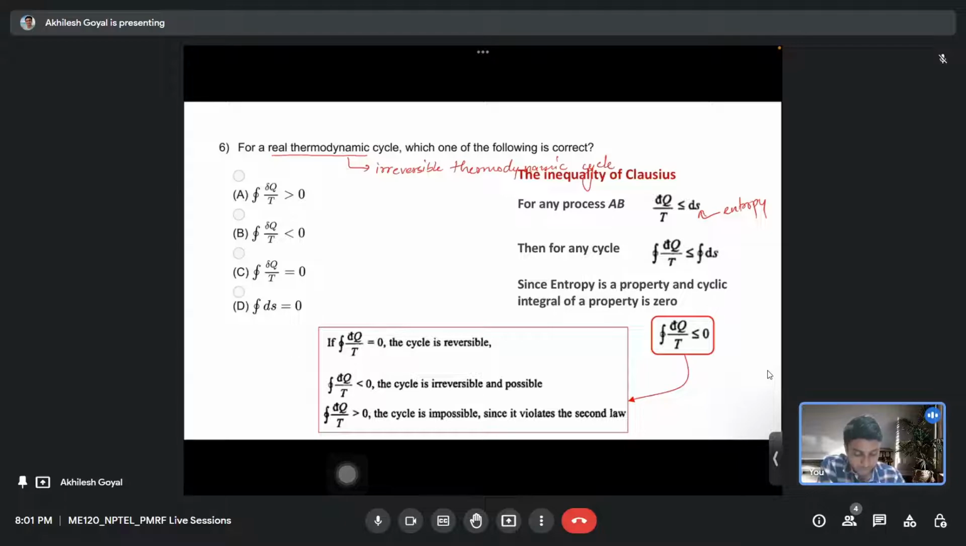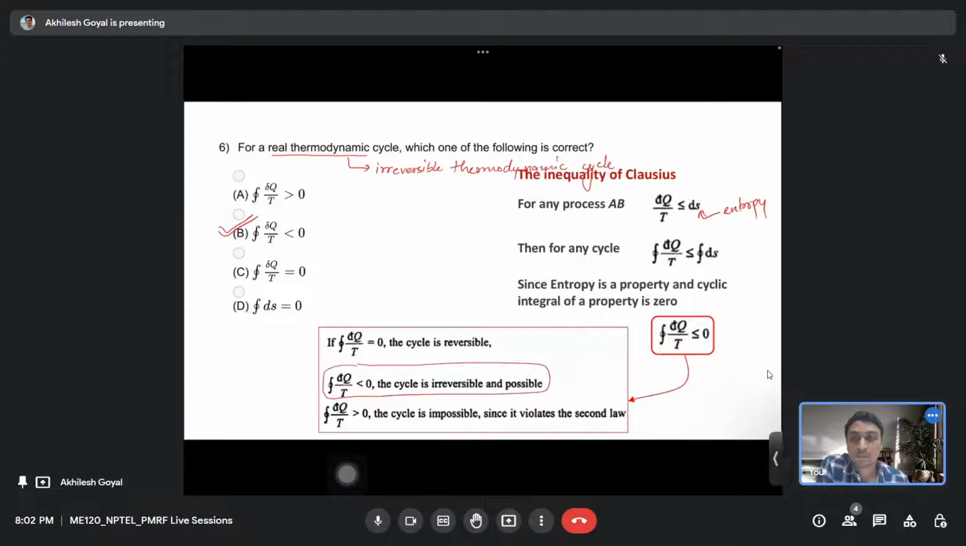In the question, the condition is a real thermodynamic cycle, and real thermodynamic cycles are irreversible cycles. So from the second condition, the cyclic integral for a real thermodynamic cycle should be less than 0. So option B is correct.